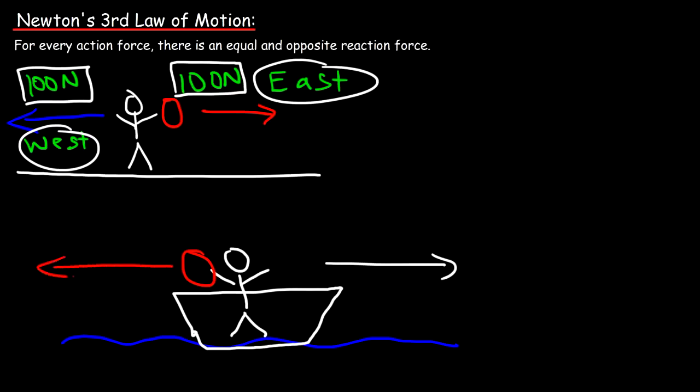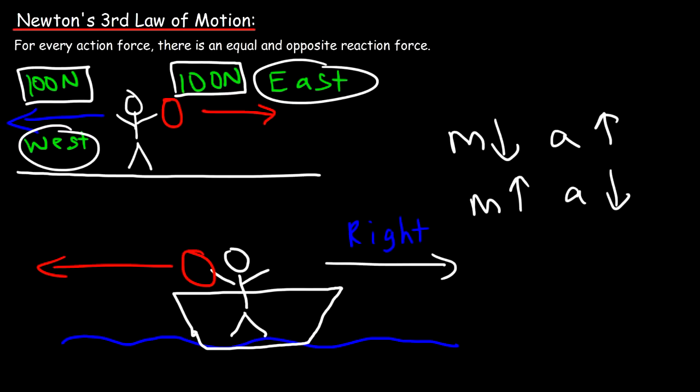If you throw the ball to the left, you and the boat are both going to move to the right. Now, because the mass of you and the boat is much greater than the ball, you're not going to move very far. The acceleration that you experience will be very, very small. Now the ball, which has less mass, will feel a greater acceleration. So with the same force, if you decrease the mass, the acceleration increases. And if you increase the mass, the acceleration decreases.